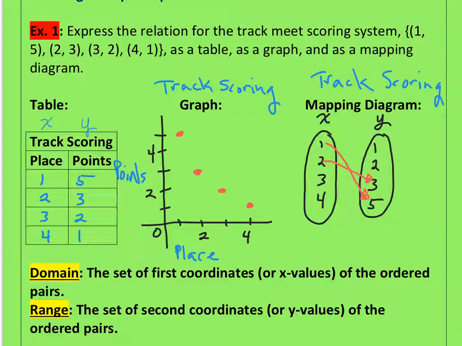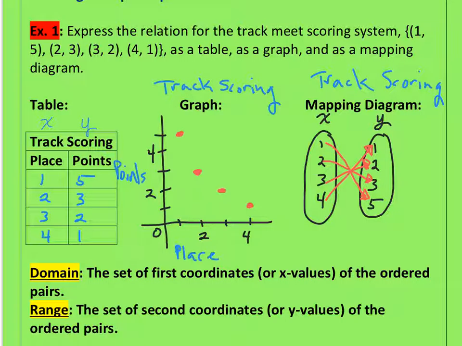And then 3 onto 2. And then 4 onto 1. That's it. Those are the 4 ways that you can express a relation. So while we're at it, we're going to talk about what a function is. And we'll get to the official definition in a bit.